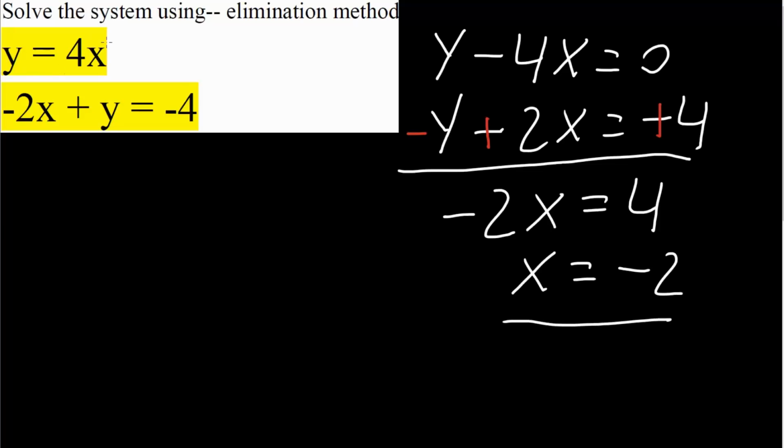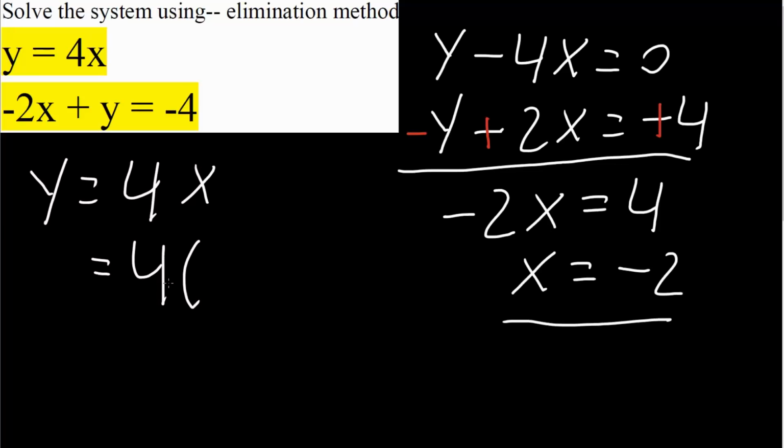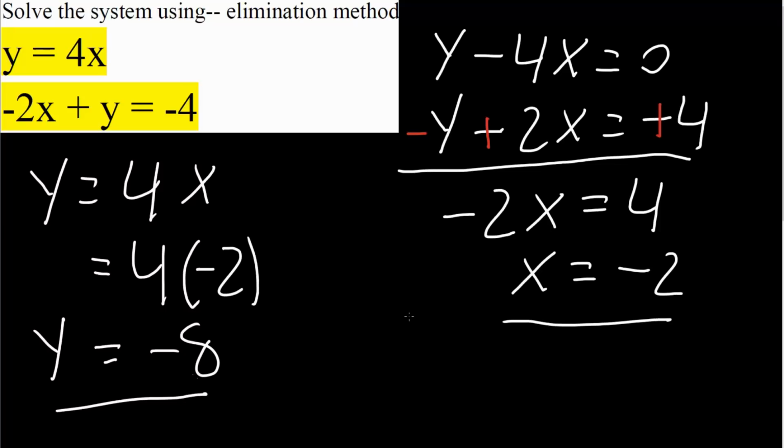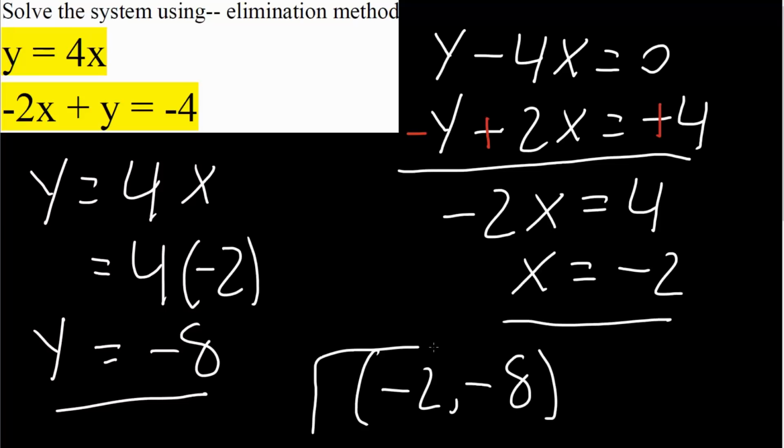So the easy one is the first one. So we can say that y is equal to 4x, and now we can replace x with negative 2. So y is equal to 4 times negative 2, and so y is equal to minus 8. And so our solution will be negative 2 comma negative 8. And we can box in this answer.